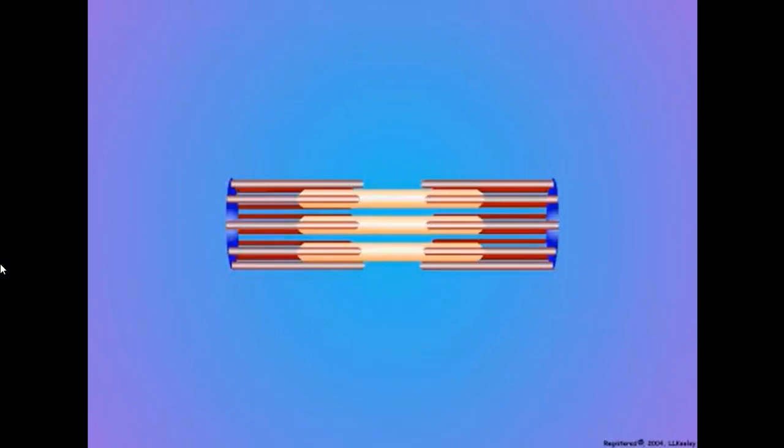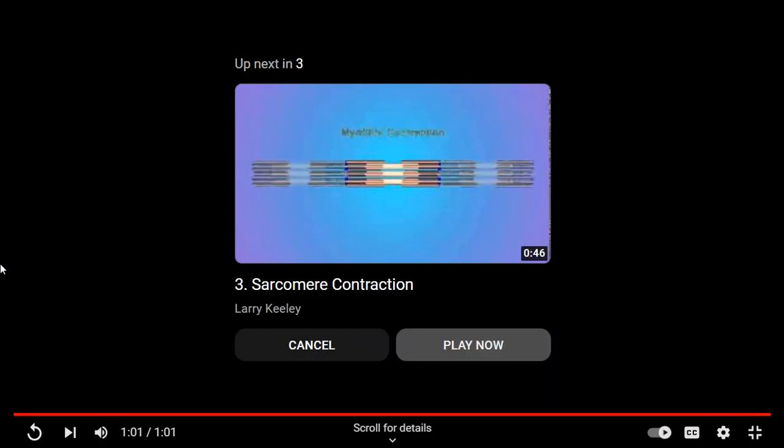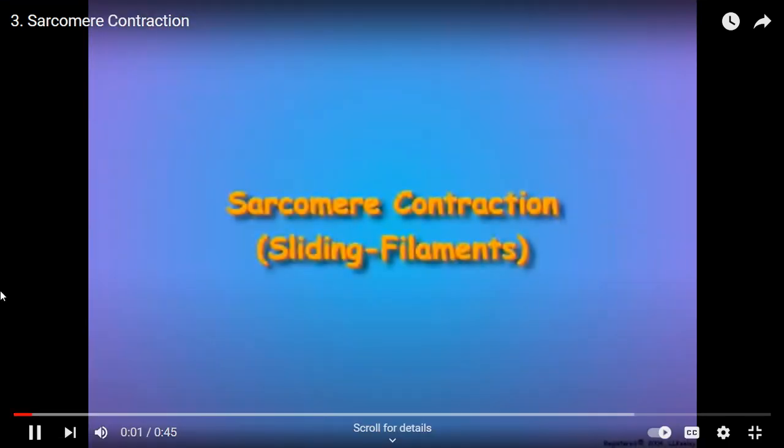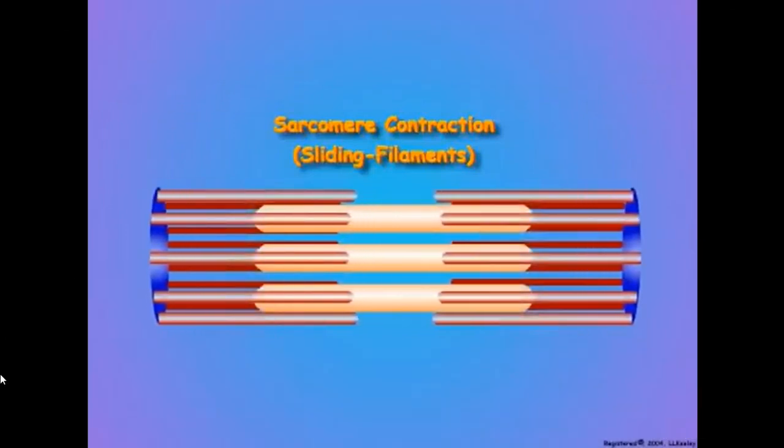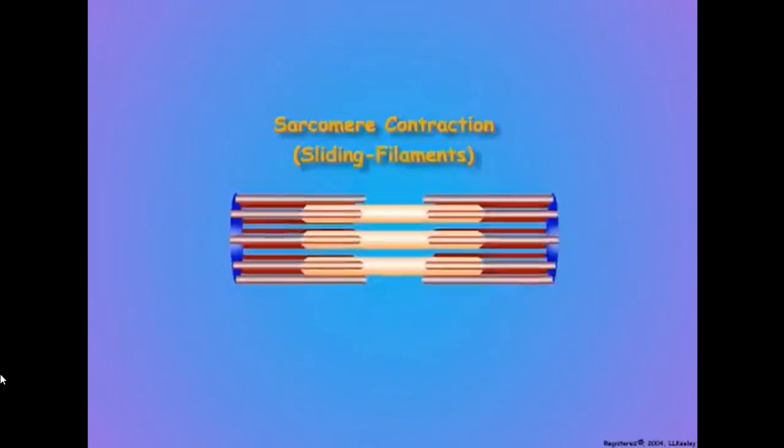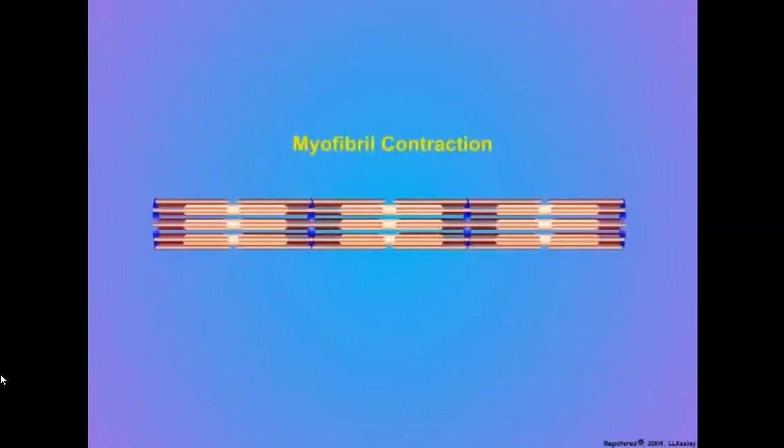Let us now examine how a sarcomere undergoes contraction. When a muscle contracts, the actin filaments within the sarcomere slide along the myosin filaments. This has the effect of pulling the Z bands closer together and shortening the sarcomere. This view presents a series of sarcomeres similar to the situation during contraction by a myofibril.